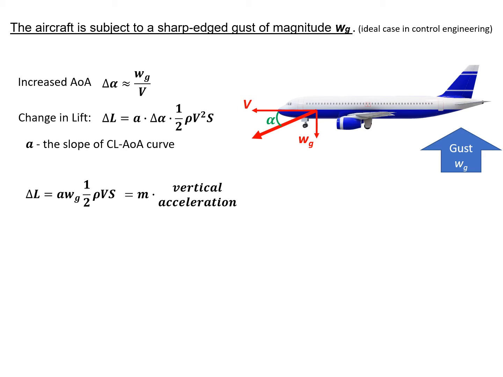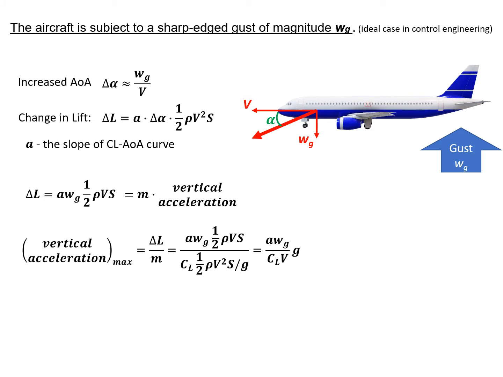And we know from Newton's second law, the change in force can be calculated as m times vertical acceleration. Is that right? Okay, and then the maximum vertical acceleration. Why maximum vertical acceleration? Because now we are having a sharp edge gust, so this will produce a maximum acceleration. So the maximum vertical acceleration can be calculated by delta L divided by m, and then we can have this vertical acceleration.